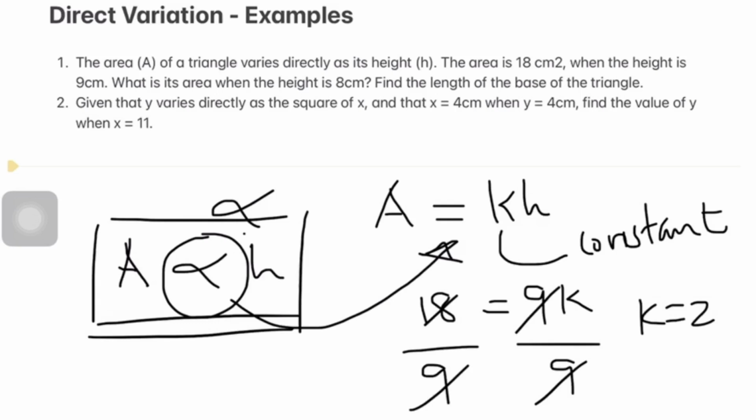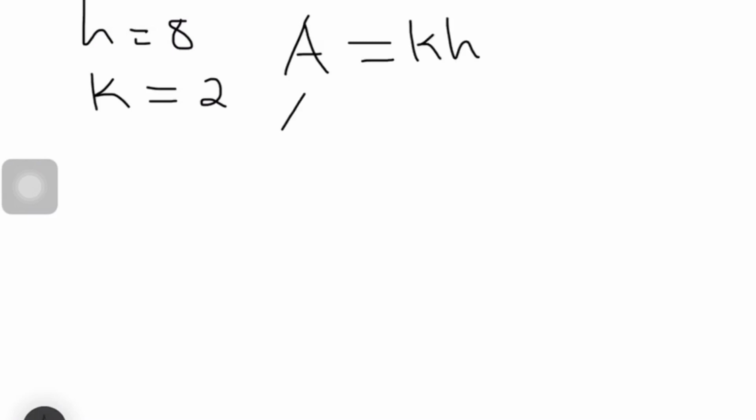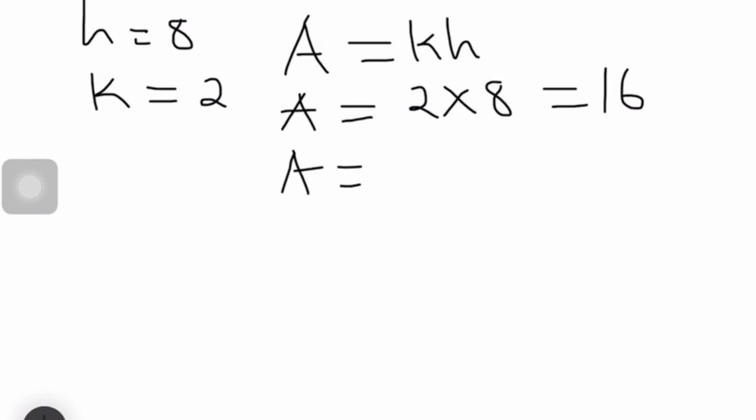So you have your K is equal to 2, and you want to find the area when the H is 8 centimeters. So H is 8. We've gotten our K is equal to 2, and we want to find the area. We know that area is equal to K times H, right? So A is equal to, our K is 2 and our H is 8. You multiply, it is equal to 16. So our area is equal to 16 square centimeters. That is the first question.